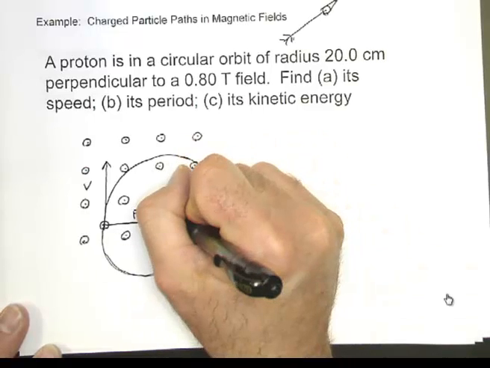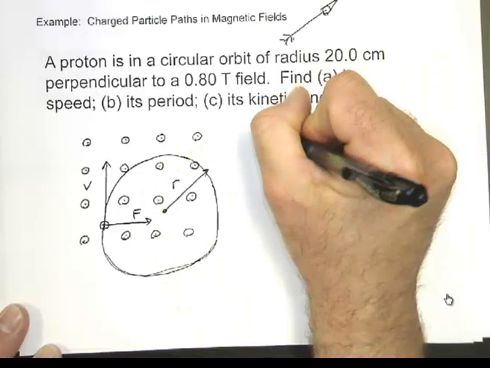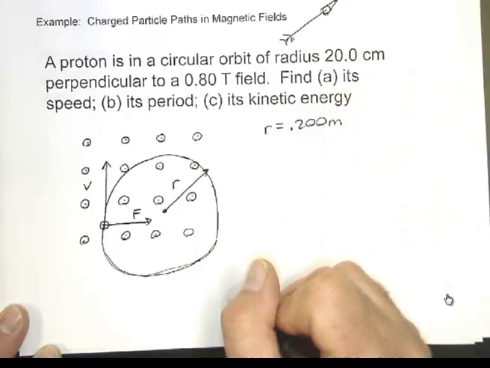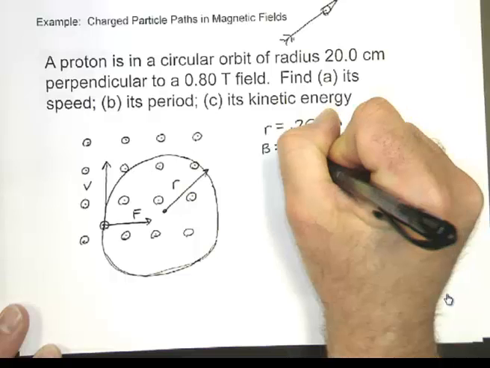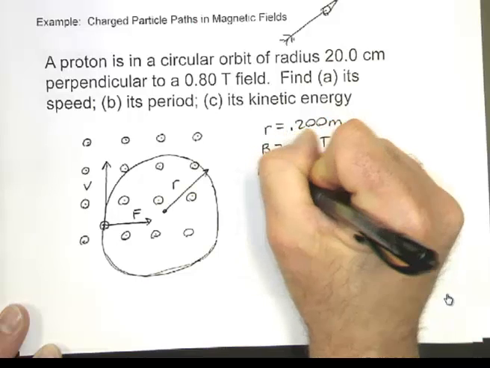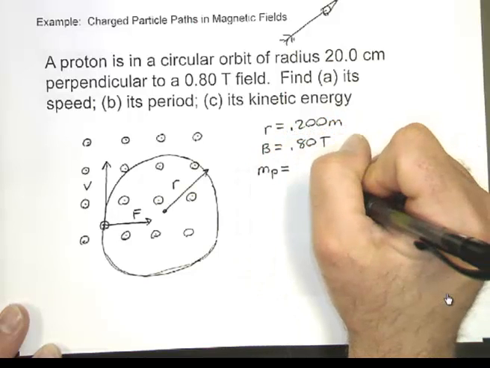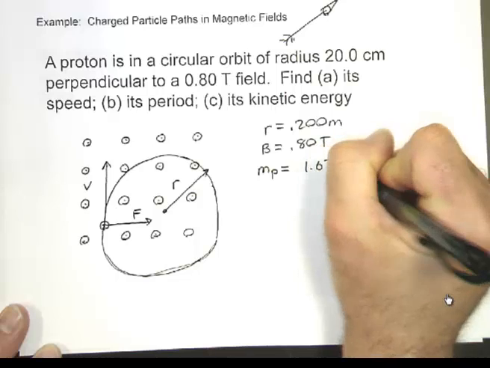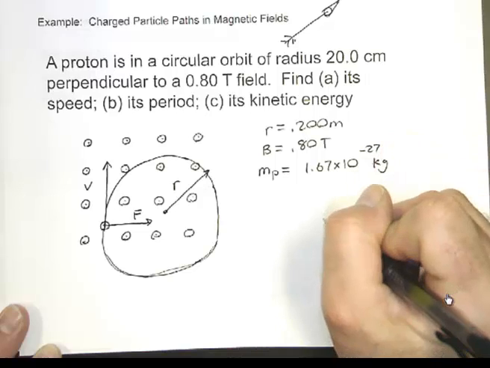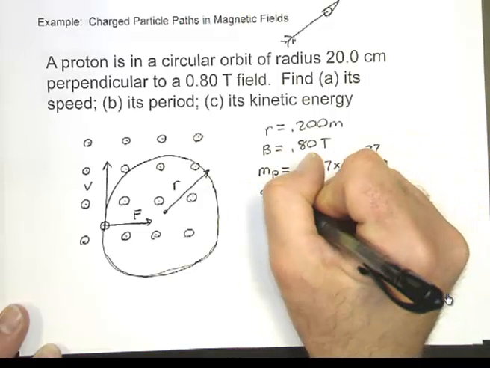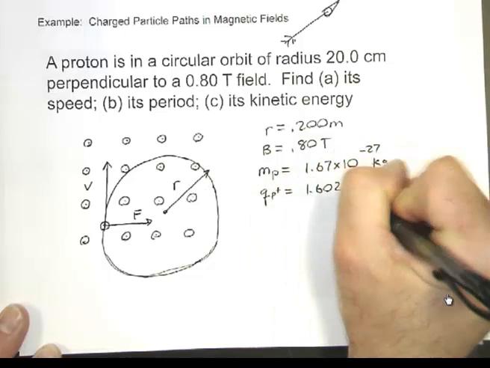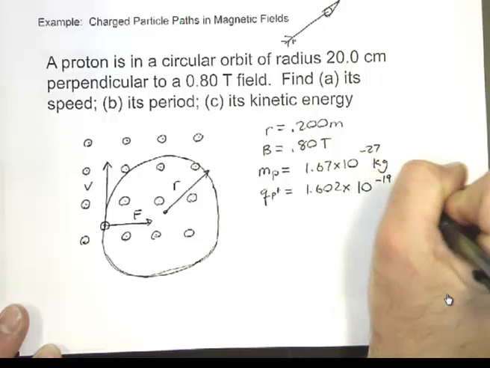All right, so this circle has radius r. They're telling us that r is equal to 0.200 meters. They're telling us the B field is 0.80 teslas. The mass of a proton is a given quantity, one of the constants in the universe, 1.67 times 10 to the negative 27 kilograms. The charge on a proton, of course, is the elementary charge, and that is 1.602 times 10 to the negative 19 coulombs.